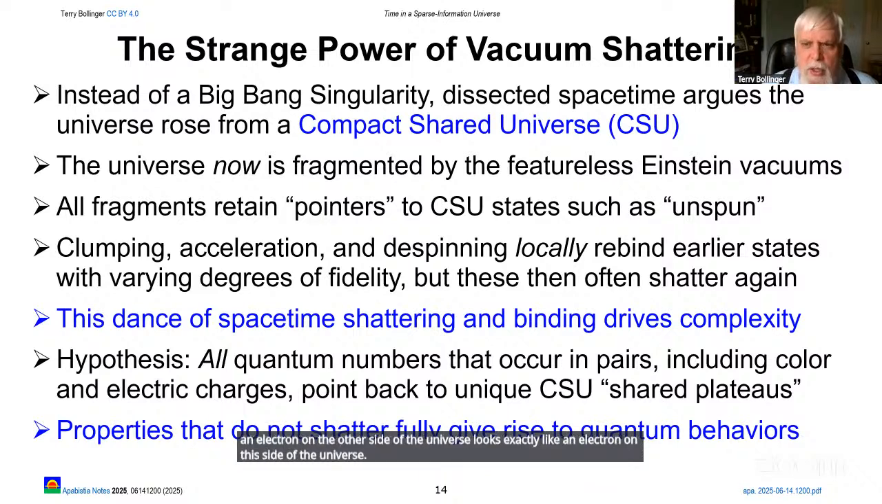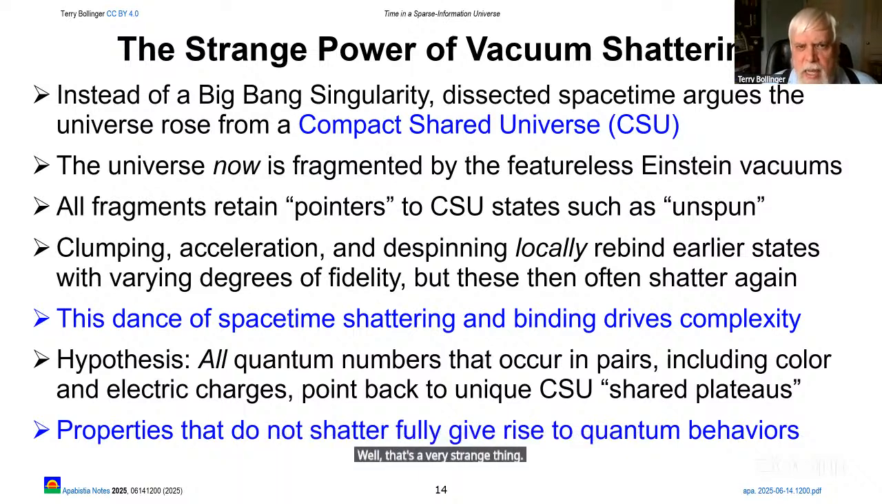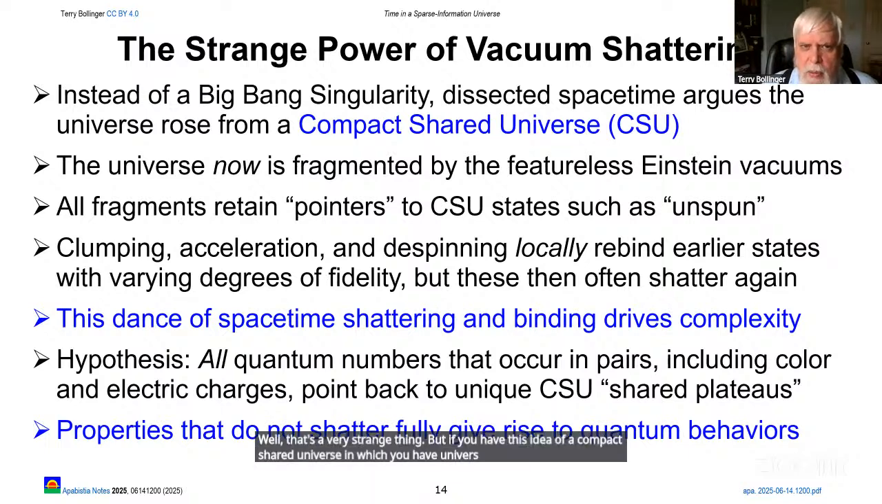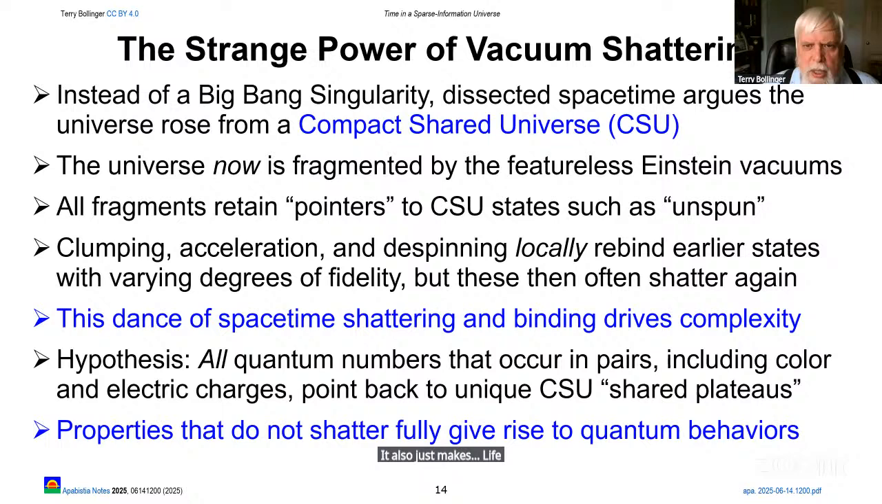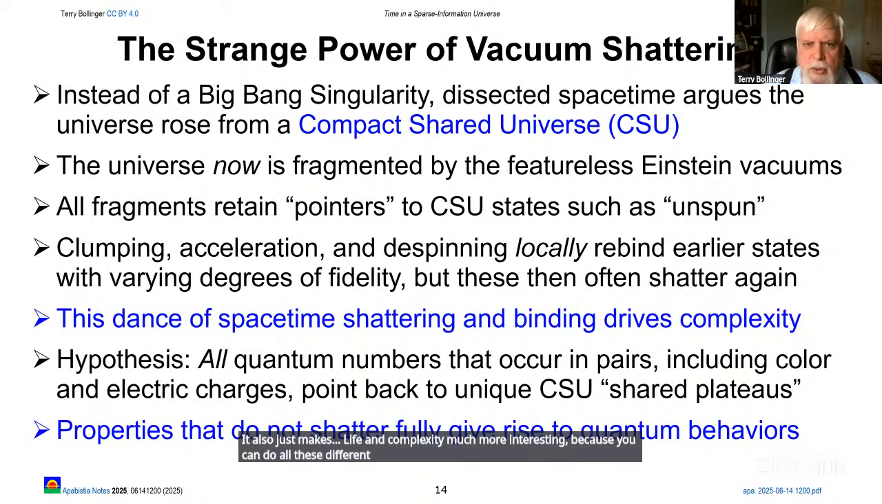Well, that's a very strange thing. But if you have this idea of a compact shared universe, compact in the mathematical sense, a single unity, and we're just looking at the shattered remnants of that, it makes more sense that we have these remarkable commonalities across the universe. It also just makes life and complexity much more interesting because you can do all these different breakings and reattachments and putting them back together.